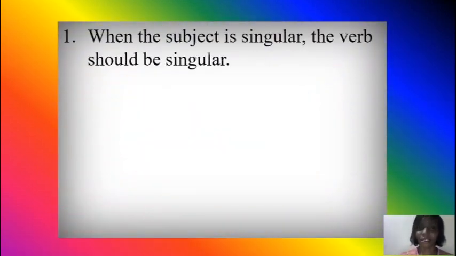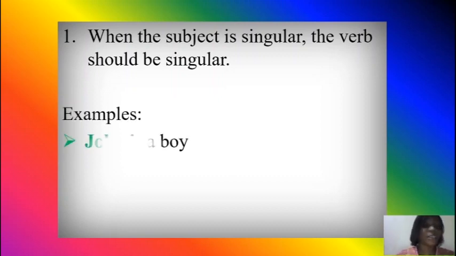Rule number 1, which I believe you know already, states that when the subject of your sentence is singular, then the verb must also be singular. So much so that you cannot have a singular subject and a plural verb. It is wrong. It is unacceptable. If you have such a sentence, then that sentence is grammatically incorrect. Let's look at some examples.